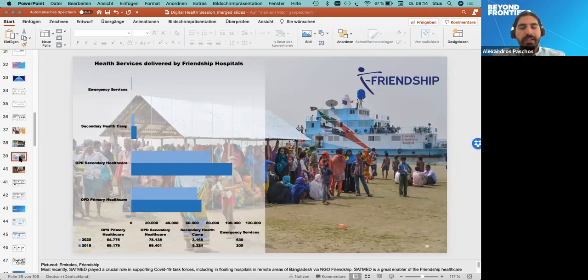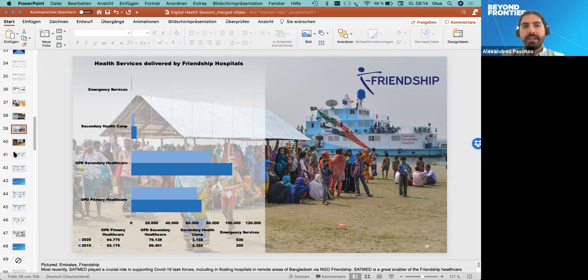Yep. This is the Friendship NGO. It's an NGO that has its headquarters in Luxembourg, but is also present in France and Belgium and other areas. They operate hospital ships. The one that is shown in the picture is the Emirates Friendship Hospital. It is based in the northern part of the country. And here you can see some really interesting figures on how many patients are treated per year within these hospitals in Bangladesh. Of course, Bangladesh being one of the most populated countries in the world. Next slide, please.